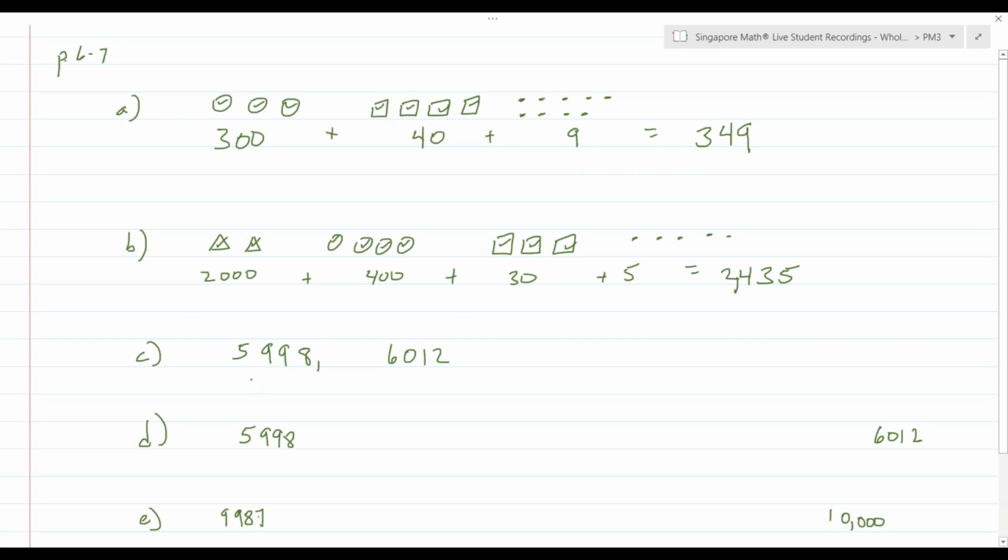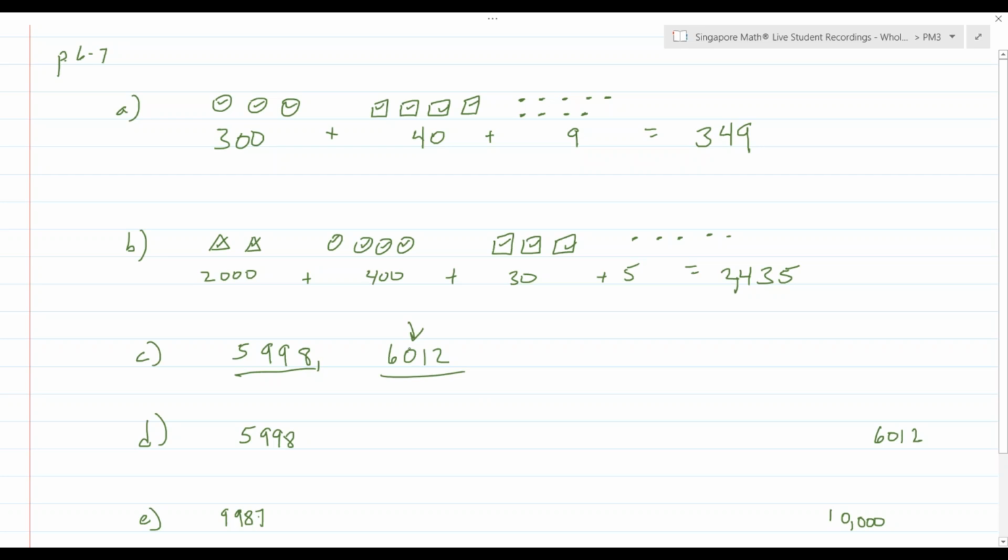Letter C just asks us to read those numbers. So 5,998 is how we read the first number. The second number is 6,012. We don't say 6,010 and 2 ones. The number 12 is there.